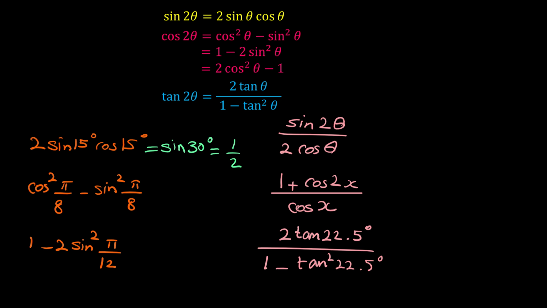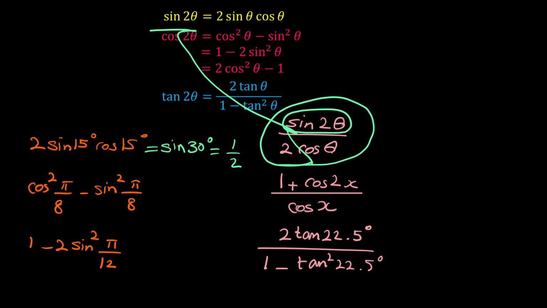But attention, sometimes we use this identity in the other order. We have this expression and we replace it with the other side. Sine of 2 theta is 2 sine theta cosine theta. Let me show you an example here. Look at this example. Sine of 2 theta over 2 cosine theta. We want to simplify this expression.